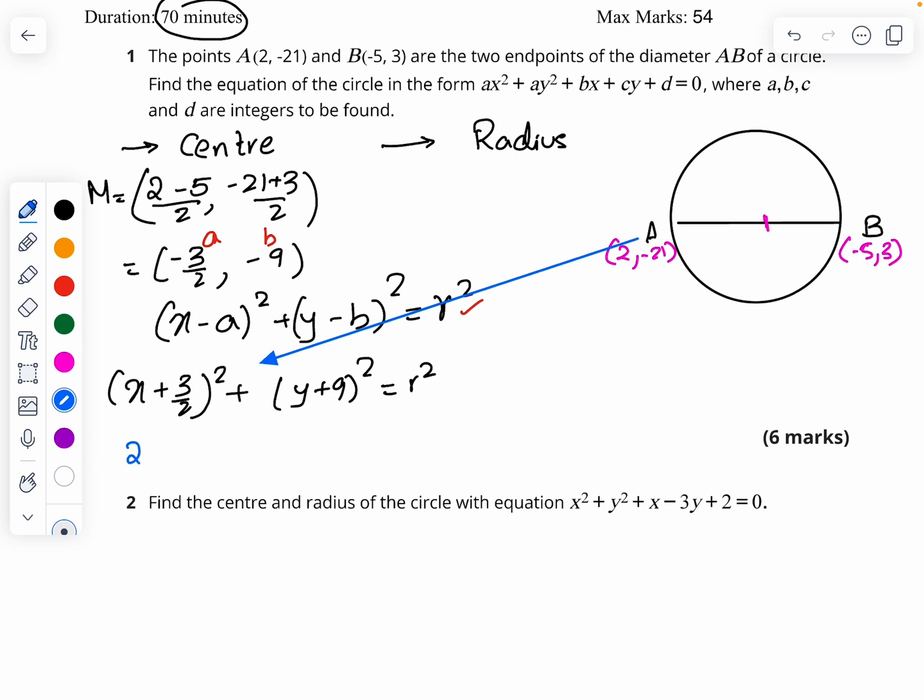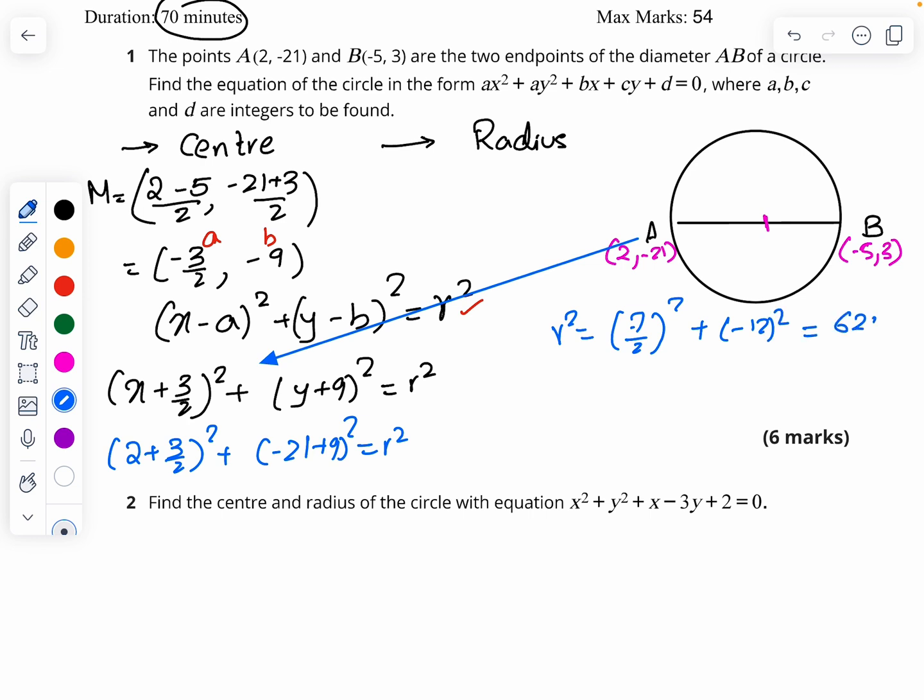So what does it become? (2 plus 3 upon 2) whole square plus (negative 21 plus 9) whole square equals r square. So what does that become now? r square equals (2 plus 3 upon 2 is 7 upon 2) whole square plus (negative 12) whole square. Which directly I'm writing out as 625 upon 4. You can use the calculator.